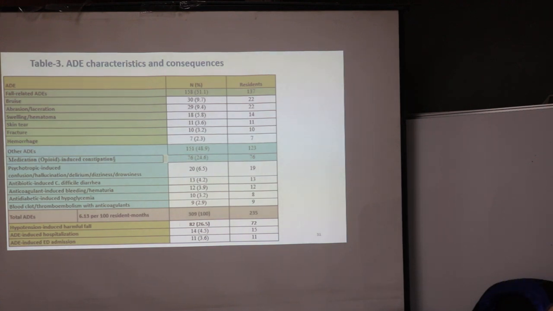And you know what opioids cause? Constipation. All of them take two or three laxative medications. And psychotropic medication induced hallucination, antibiotic induced Clostridium difficile diarrhea, and all these adverse drug events. I ended up with 309 adverse drug events in 235 residents. The incidence rate was 6.1 per 100 residents per month, which is within the literature range. We only have 25 of those admitted to hospital or emergency rooms.